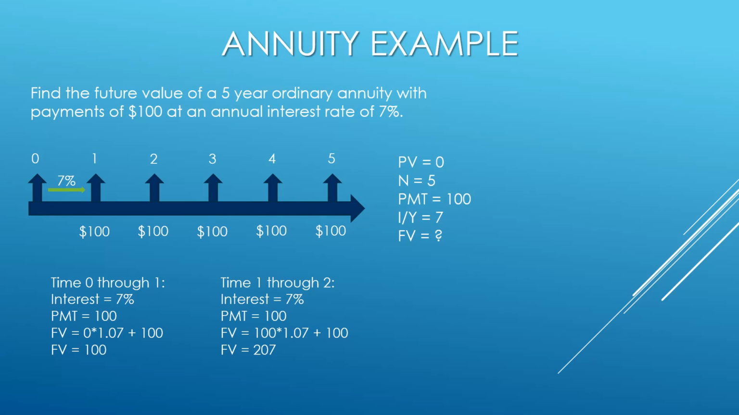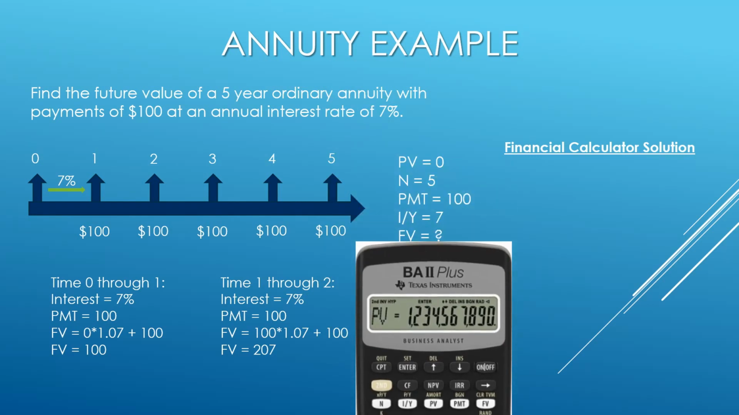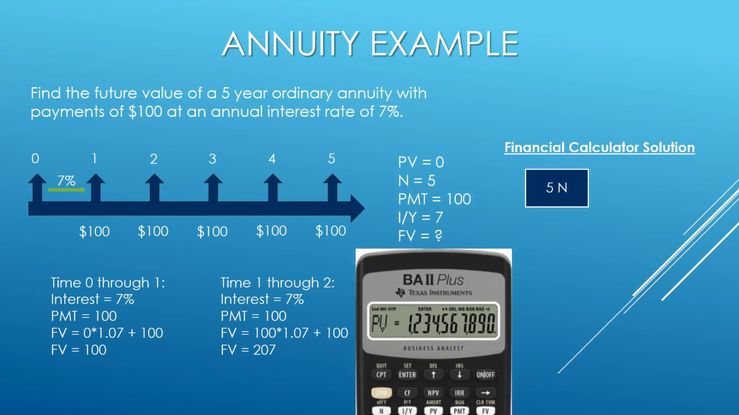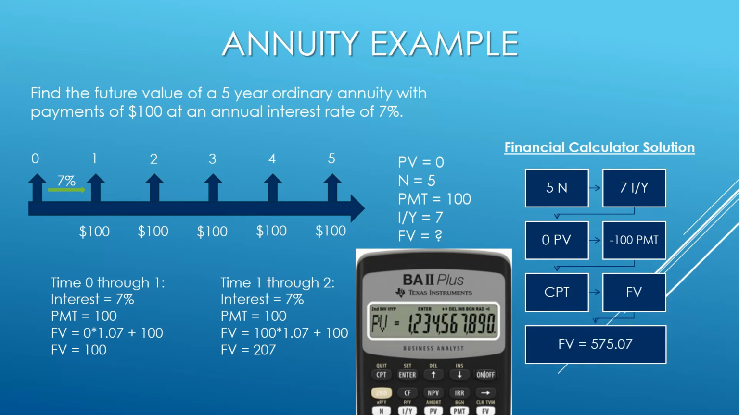It would take a while to do this all the way up to 5, so let's use a financial calculator to figure this one out. I have a Texas Instruments BA II Plus. If you have one of these or one similar, you can follow along. This is pretty easy at this point. We just need to plug our variables into the calculator. So first we hit 5, then N, next 7 for I/Y, our interest, 0 for our present value. Now, negative 100 for your payments. This is because you are taking $100 out of your personal bank account, say, to add to this annuity. Then, just compute future value and you will get a value of $575.07 for t equals 5.